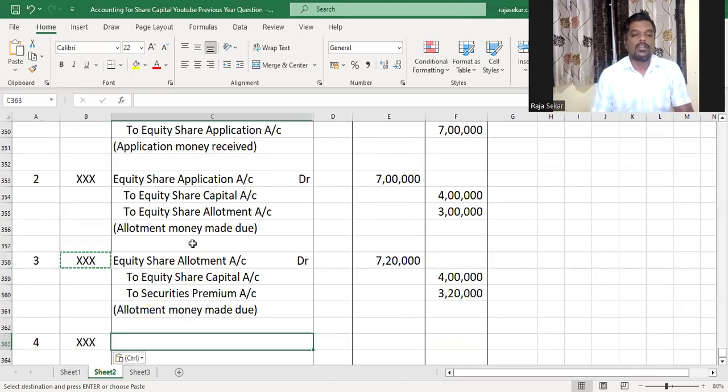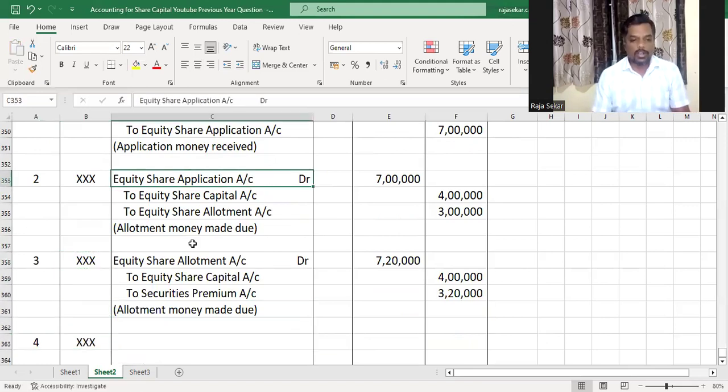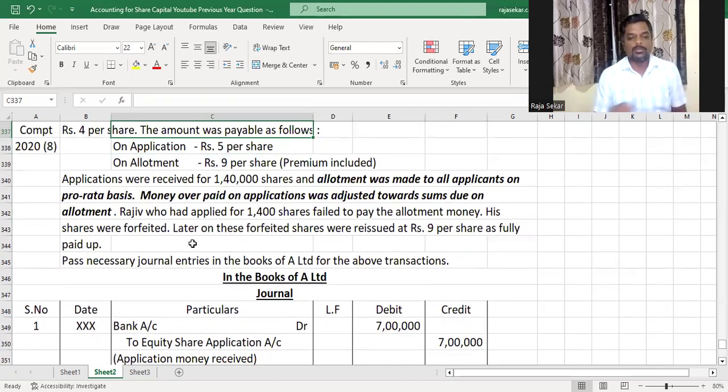All right. Now we got to receive the allotment money, but there is a problem with receiving the allotment money. The problem is Rajiv, who had applied for 1,400 shares, failed to pay the allotment money. So there is some call scenarios. Now you might think that call scenarios is simple and straightforward because all you have to do is multiply the number of shares held by Rajiv with the 9 rupees, and you will get the answer. But that is not true in pro rata cases, as I explained in the previous problem.